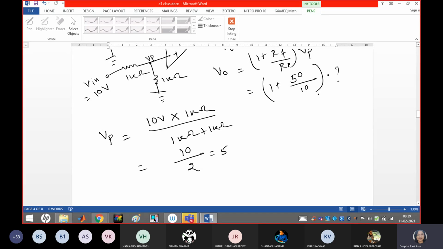So what is VP now? 5 volt. So here how much do we have to take? 1 plus 5 into 5 volt, right? So the answer is 30 volt.